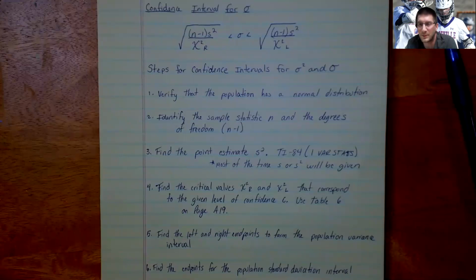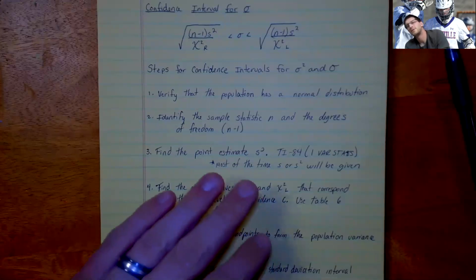So those are the 6 steps we're going to go through to find both the population variance and standard deviation confidence intervals given a certain level of confidence. So we have 2 examples.